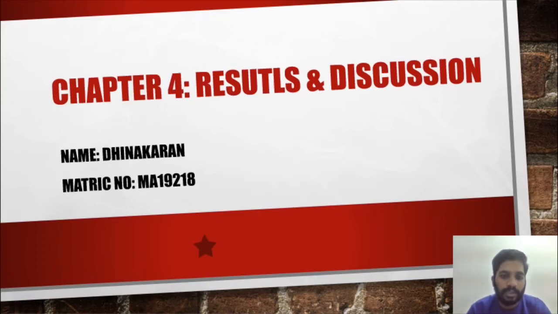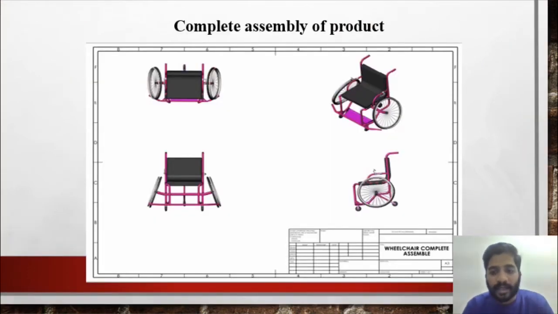Okay, now we're about to see a presentation regarding chapter 4, which is the result and discussion. So as you can see here, I have a roughly complete assembly of the product based on the parts that I have created in SolidWorks. The product is portrayed in many views, such as front view, top view, side view, and also the isometric view. So let us move on to the next slide.